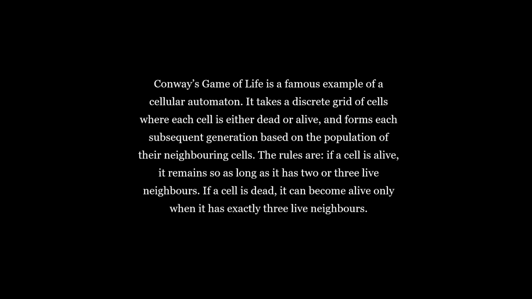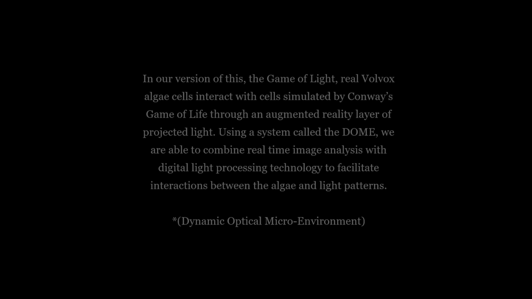Conway's game of life is a famous example of a cellular automaton. It takes a discrete grid of cells where each cell is either dead or alive and forms each subsequent generation based on the population of their neighbouring cells. The rules are, if a cell is alive, it remains so as long as it has 2 or 3 live neighbours. If a cell is dead, it can become alive only when it has exactly 3 live neighbours.